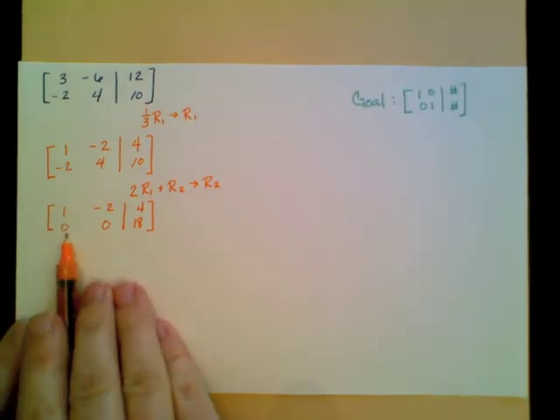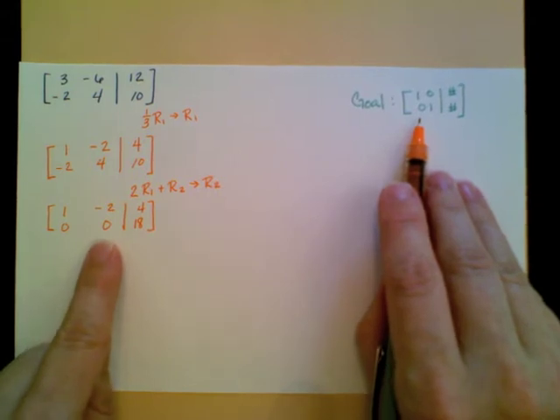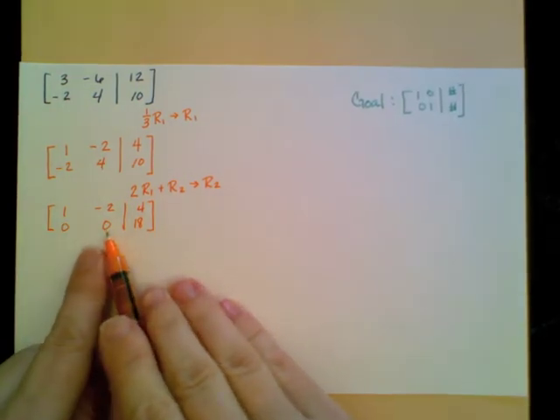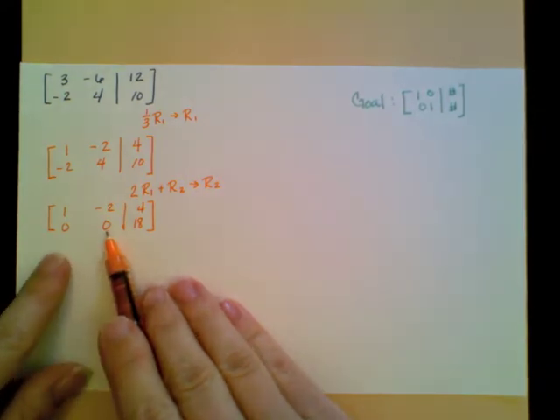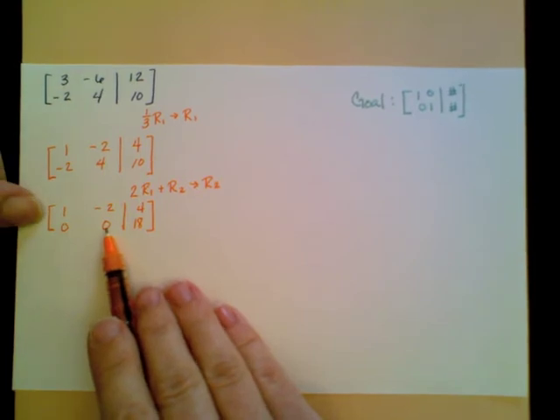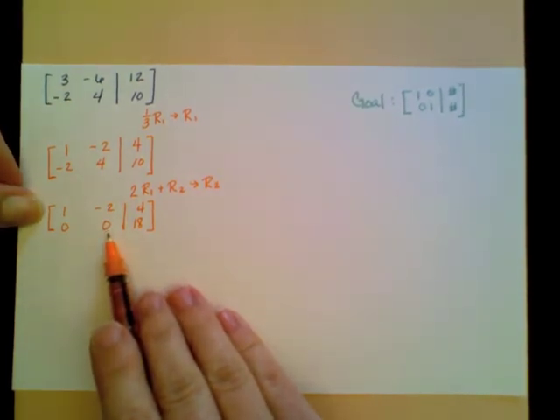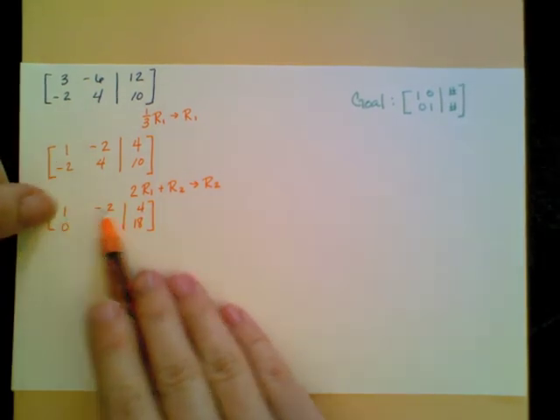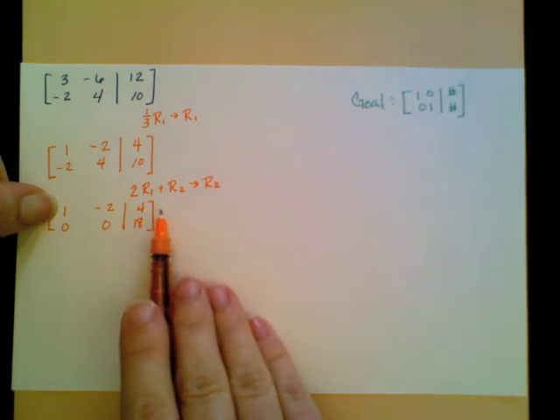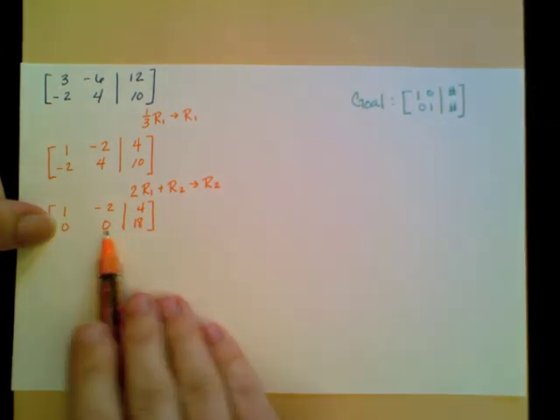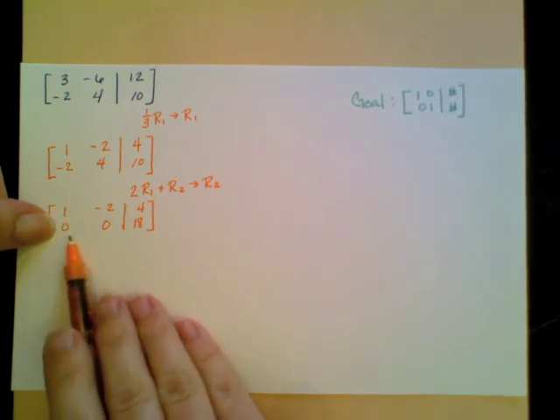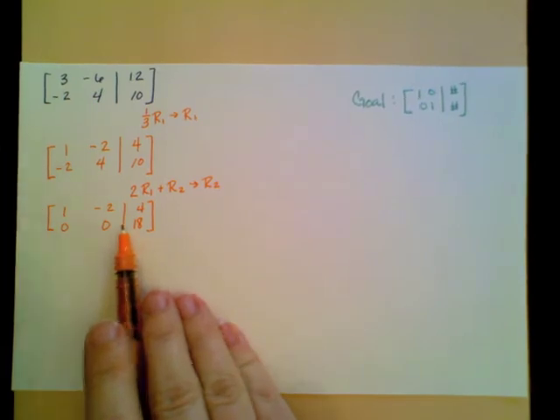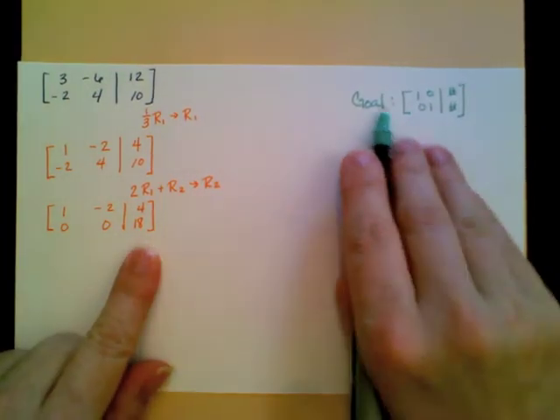All right, so my first column does meet my goal form. However, my second column, I need to get this position right here to be a 1. However, well, I can't. I can't multiply by the reciprocal of 0. 1 over 0 is undefined. If I add some multiple of row 1 to row 2, I'm going to obliterate the 0 that I already got. Once you get your entire coefficient side in a row to be 0, that means that you are not going to be able to achieve this goal.